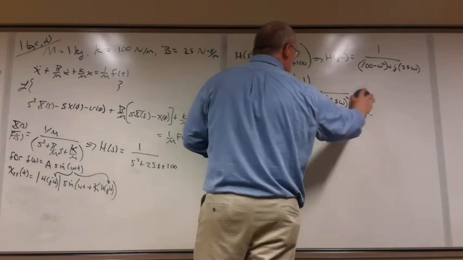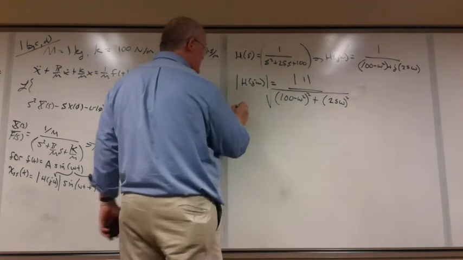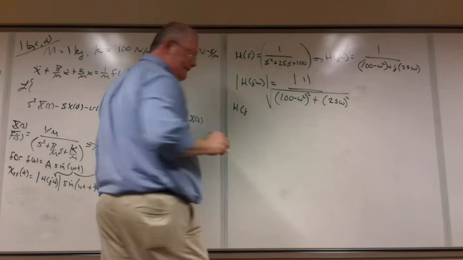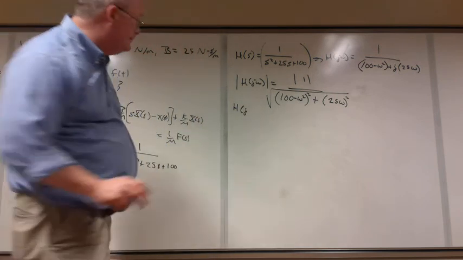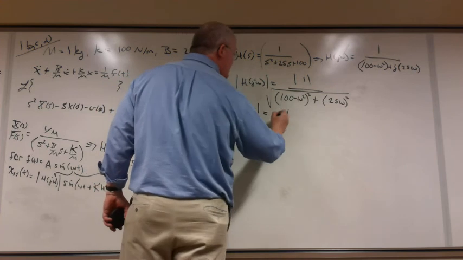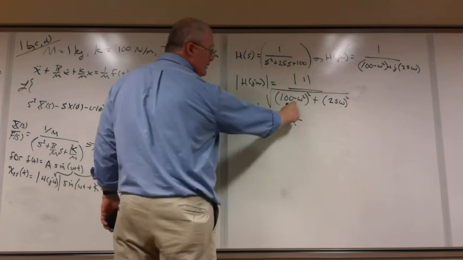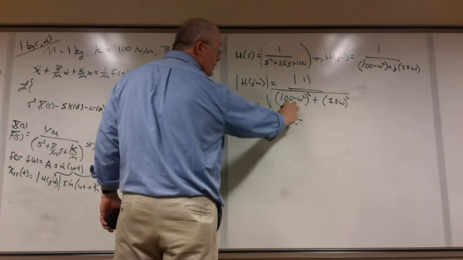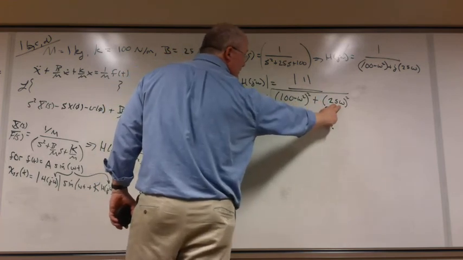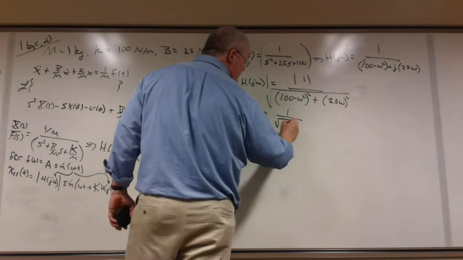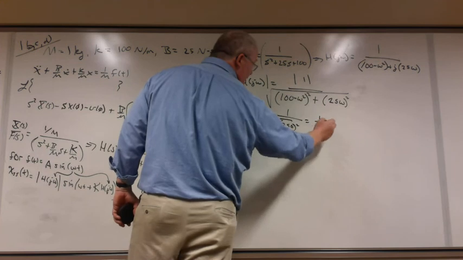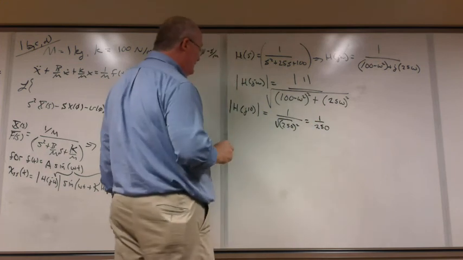All right? Similarly, let's go ahead and do this. H of j, now what was the frequency on this? 10. Magnitude of h of j 10 then is equal to 1 over, this is kind of cute, 100 minus 10 squared is going to be 0. 25 times 10 is going to be 250. It's actually the square root of 250 squared, so it's equal to 1 over 250. That was kind of convenient the way that worked out.